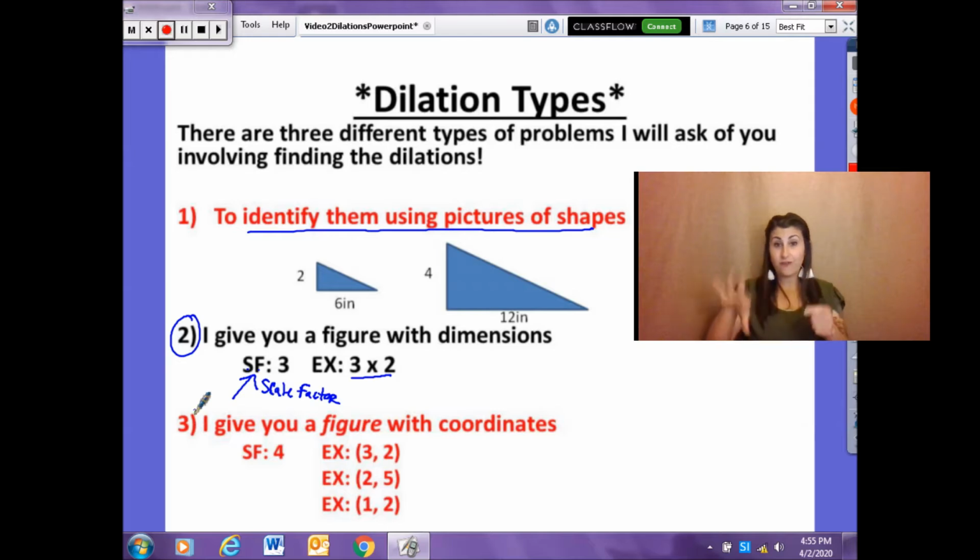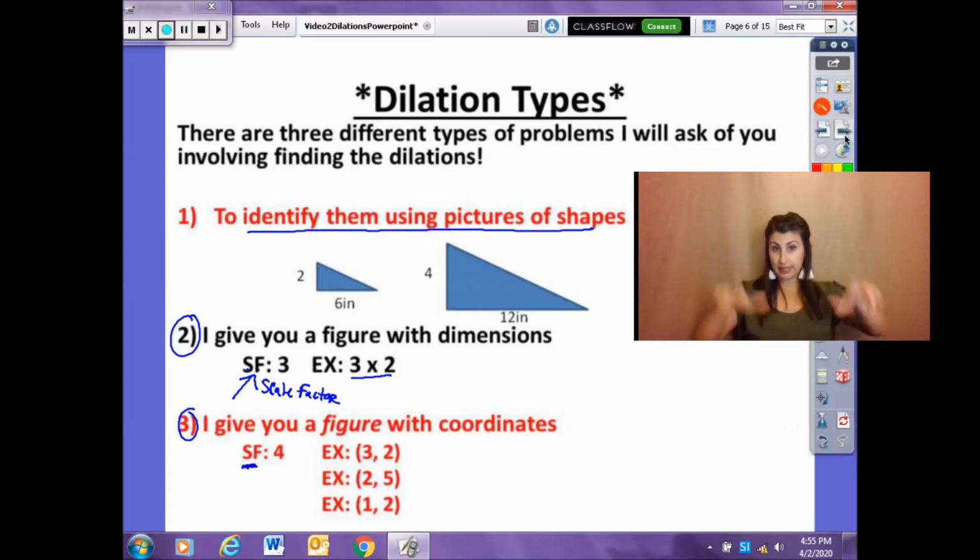For the third, I give you a figure with coordinates, or a figure on a graph. You can use those coordinates with the scale factor and tell me what the new coordinate will be, and possibly draw that new picture for me. So there are 3 different types that we're going to go over today. Next slide.